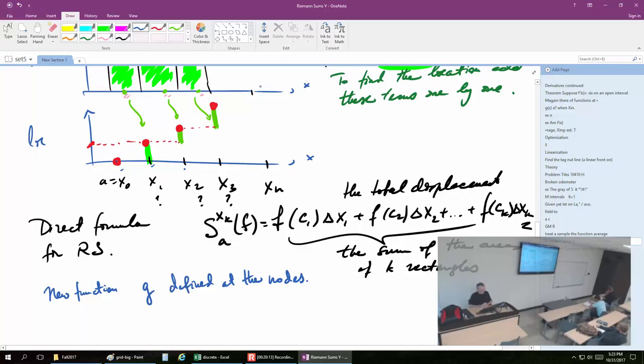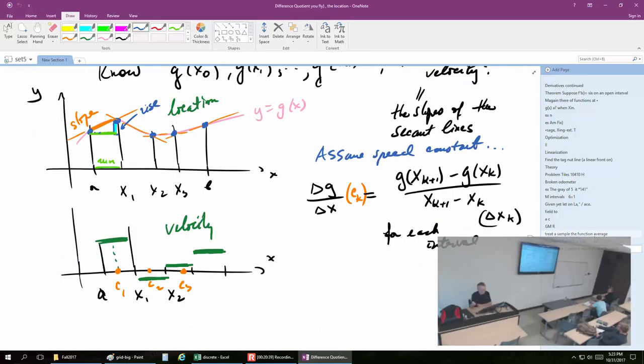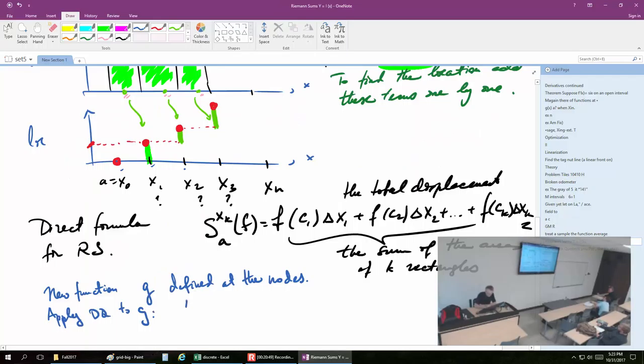F is defined at the nodes. These are the nodes, the endpoints of the intervals. So our original function was sampled at the sample points, those middle points, over here. But then we define our function at the nodes. So that gives me location from the velocity.